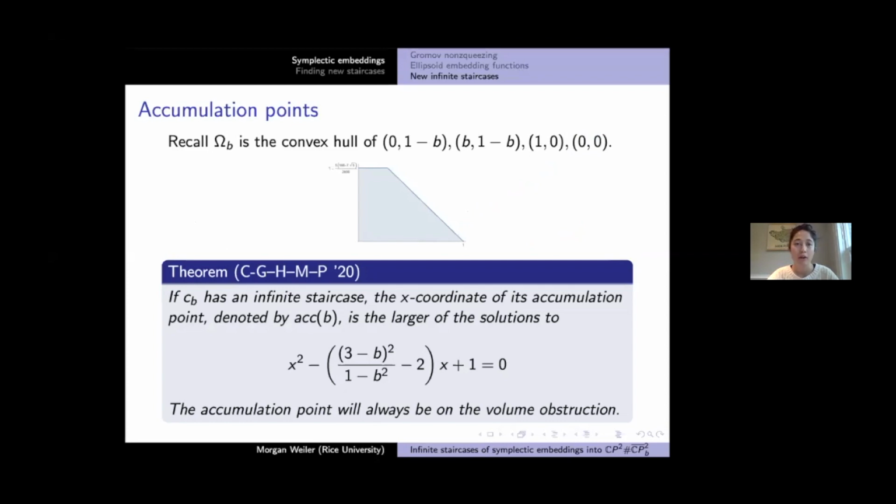We have actually found a lot more things that we are fairly certain are infinite staircases. Remember, omega B is the convex hull of these points, and here again is omega B0. From Christopher Gardner, Holm, Mendini, and Paris, we have this quadratic equation, which tells us the x-coordinate of the accumulation point of an infinite staircase. So if I vary B, I know exactly where its infinite staircase has to appear. This is proved using the exceptional classes introduced by McDuff and Schlenk, but there's also a way to heuristically see this result using the asymptotics of ECH capacities. Furthermore, the accumulation point will always be on the volume obstruction. This equation gives the x-coordinate of the accumulation point given B, and the fact that it is on the volume obstruction gives the y-coordinate.